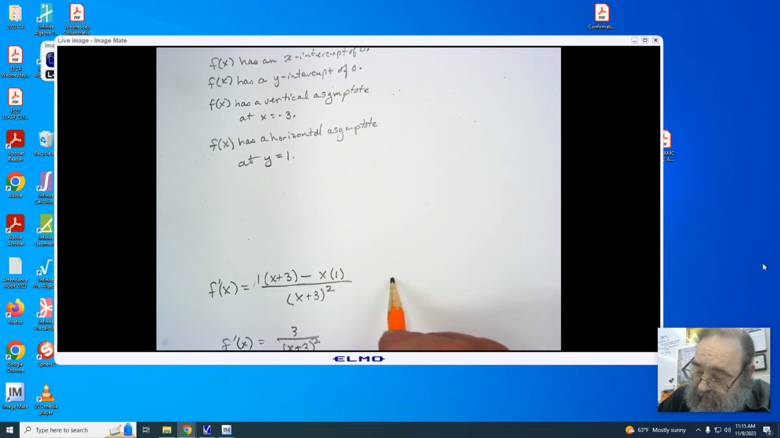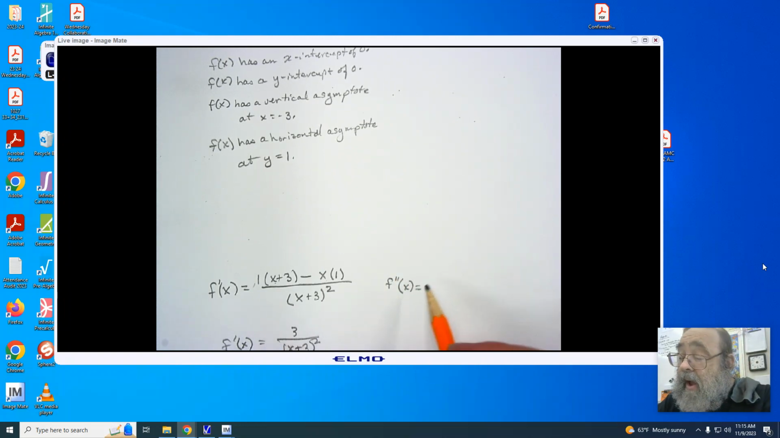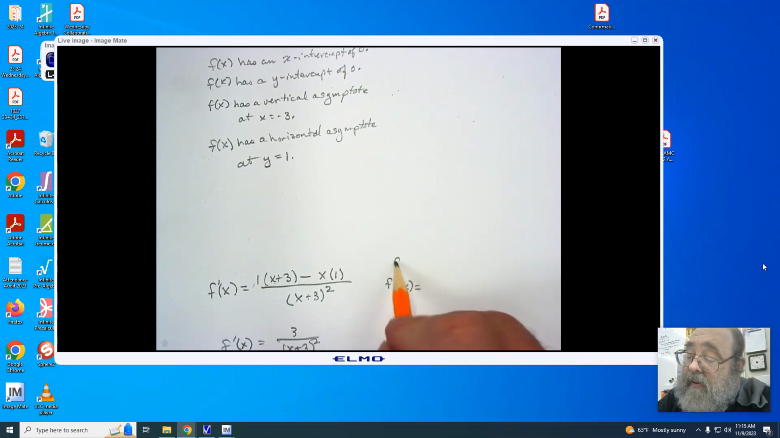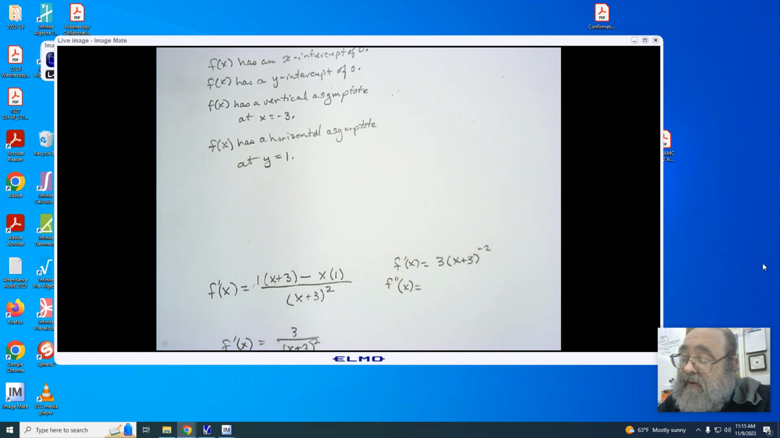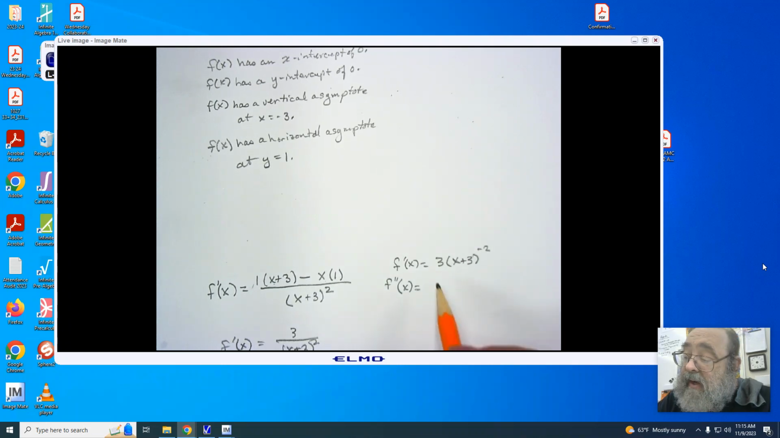Finding my second derivative. I'm going to change this so that it's a little bit easier to work with, and I'm going to call it 3 times x plus 3, the quantity to the negative second power. This will then give me, when I take my derivative, negative 6 times x plus 3 to the negative third power times the derivative of x plus 3, which is 1. This simplifies into negative 6 over x plus 3 to the third power.